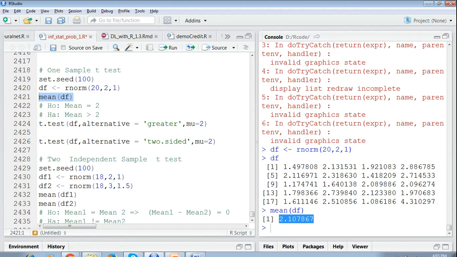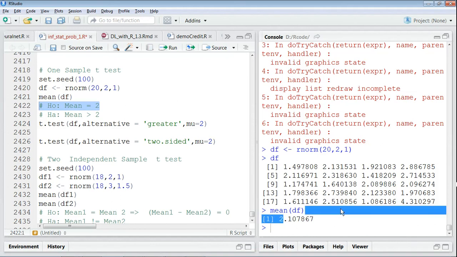If you want to do a hypothesis test, our null hypothesis would be that our mean is equal to 2. So this is the null hypothesis. Since we are observing a number greater than 2, our alternative hypothesis would be that our mean is greater than 2.